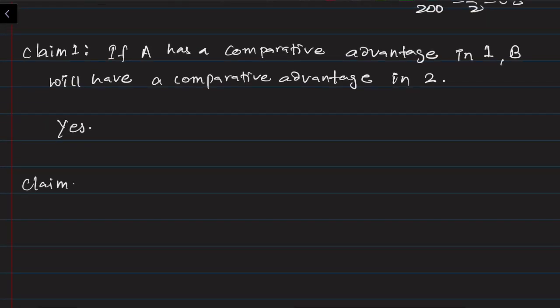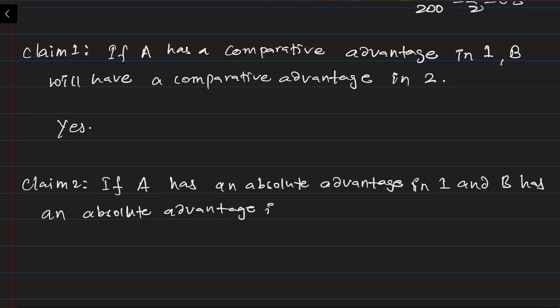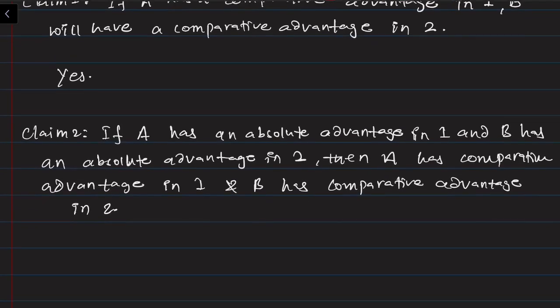Now let's move on to the next claim. So the second claim is, if A has an absolute advantage in 1 and B has an absolute advantage in 2, then A has a comparative advantage in 1 and B has a comparative advantage in 2. So is this claim true or false?